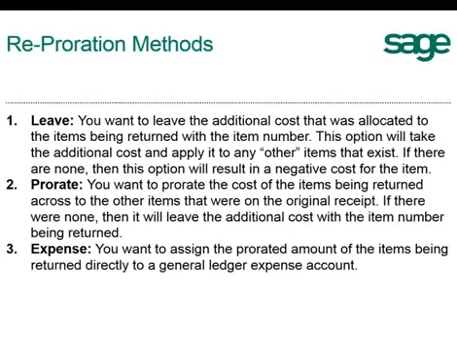If selecting leave, this means you want to leave the additional cost that was allocated to the items being returned with the item number. This option will take the additional cost and apply it to any other items that exist. If there are none, then this option will result in a negative cost for the item. Prorate means you want to prorate the cost of the items being returned across to the other items that were on the original receipt. If there were none, then it will leave the additional cost to the item number being returned. Expense means you want to assign the prorated amount of the items being returned directly to a general ledger expense account.